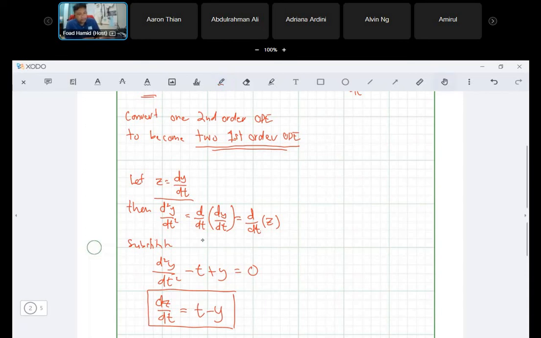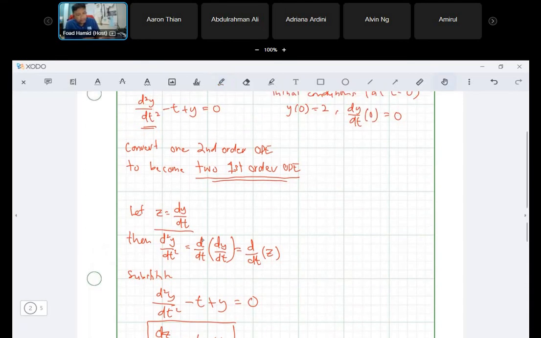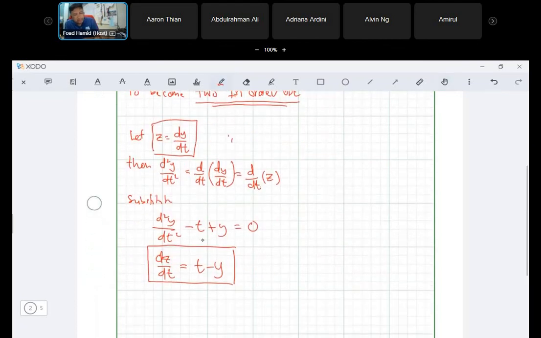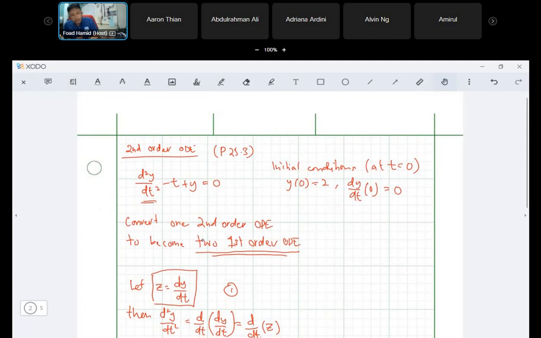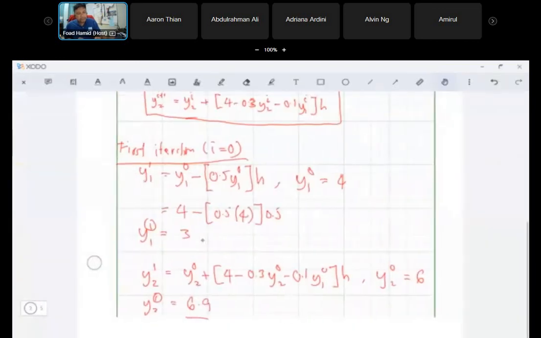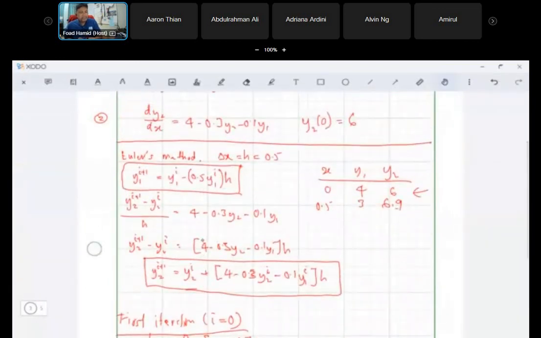Note that this is only first order. So this is our equation and this is another equation. So in this case, this is our first equation. This is our second equation. Look, now what we have here is two first order ODE. Can we solve two first order ODE with two initial conditions? Yes, we can do that because we did that before at this case here.